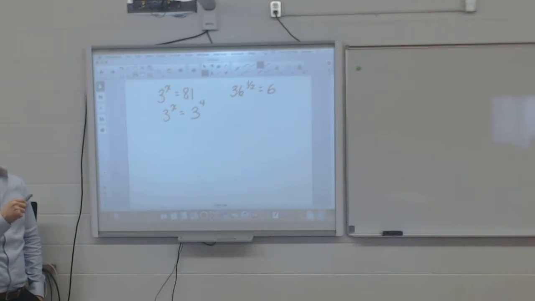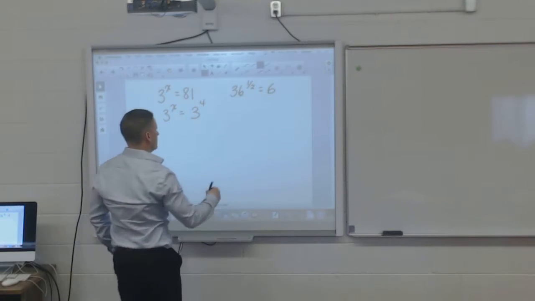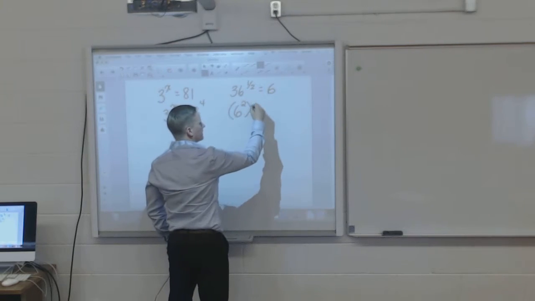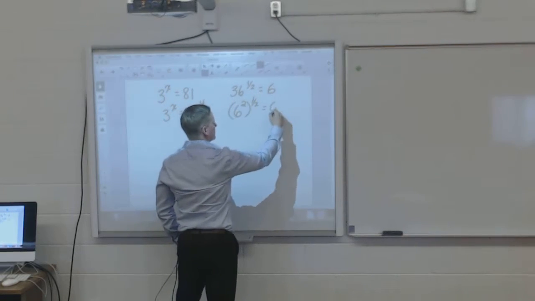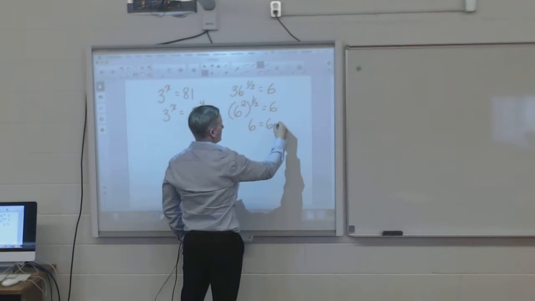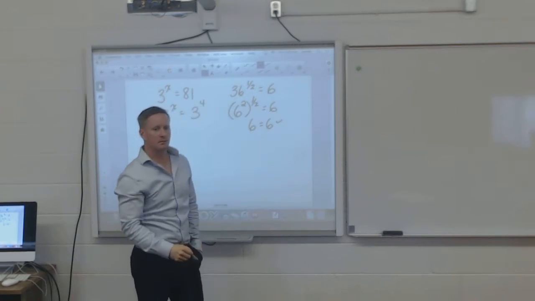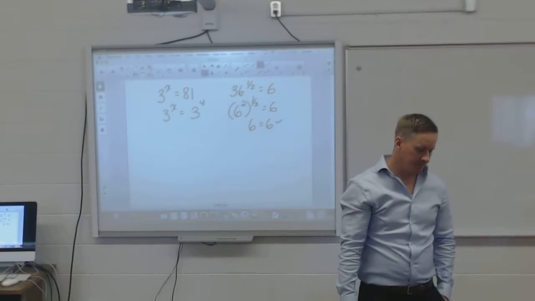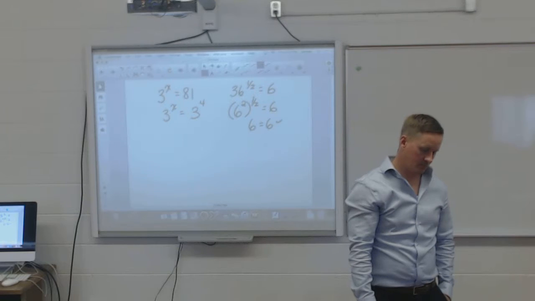Can I make 36 to a base of 6 somehow? Yeah? So what is 36? 6 squared. Would you agree with me? Yeah. The 1/2. What's 2 times a half? 1. They equal each other. Okay? So this is rewriting in exponential form?